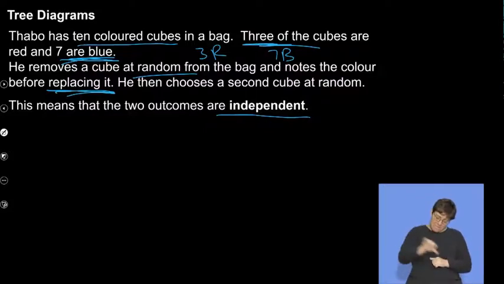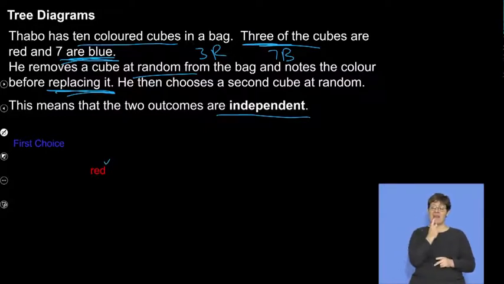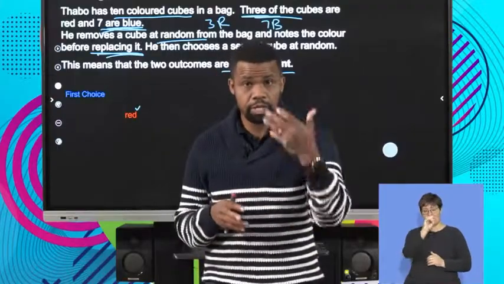So let's see what we get. The first choice could be red. What is the chance of getting red? How many red balls are in the bag? We have 3 red balls. What is the sample space? 10. So the probability will be 3 out of 10, which is 0.3 or 30%.